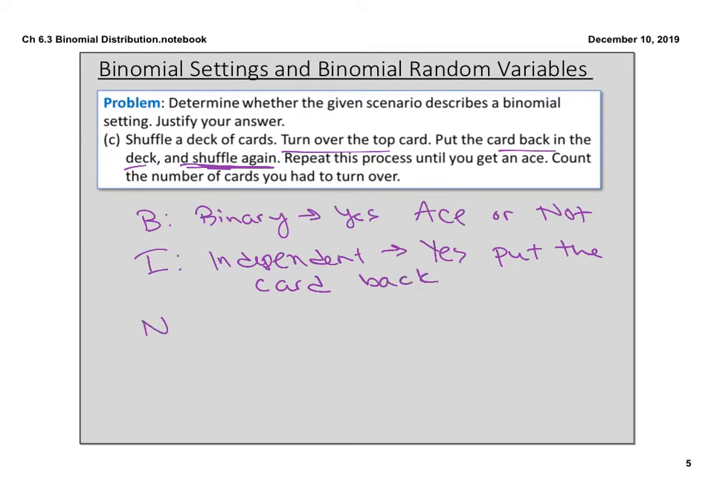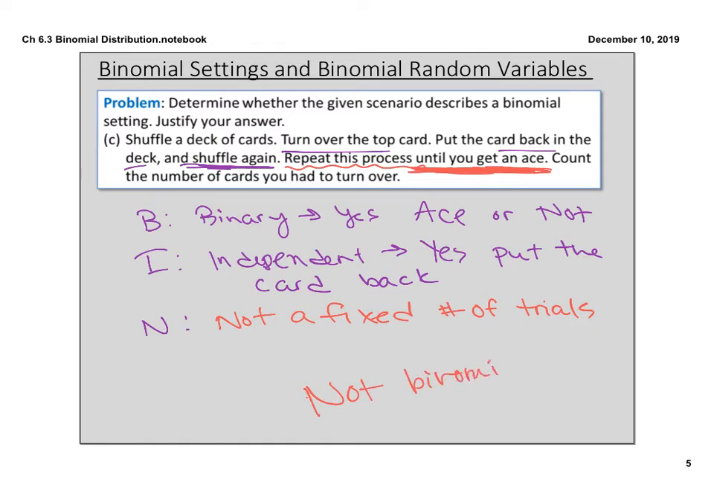So then let's talk about N. Repeat this process until you get an ace. That is the problem here. Since you are repeating this process until you get an ace, that is not a fixed number of trials. You don't know how many times you're going to try. Since it's not a fixed number of trials, this is not binomial. And you can stop with your bins checking.